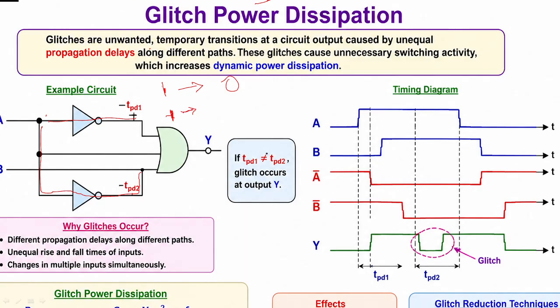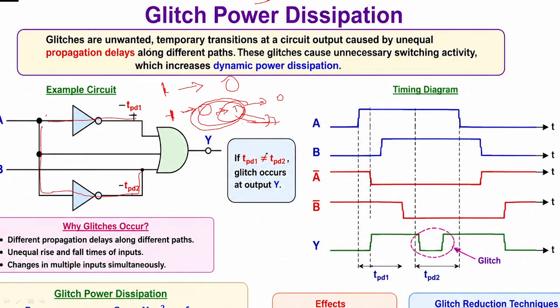Actually we need to get 1 to 0. The input is 1 and the output is 0, but in between it may get 0 and again 0 to 1, again 1 to 0. Like this the transitions will happen. That is called glitches. These are the unwanted glitches, unwanted transitions. Because of this the power will be dissipated. That is called glitch power dissipation.